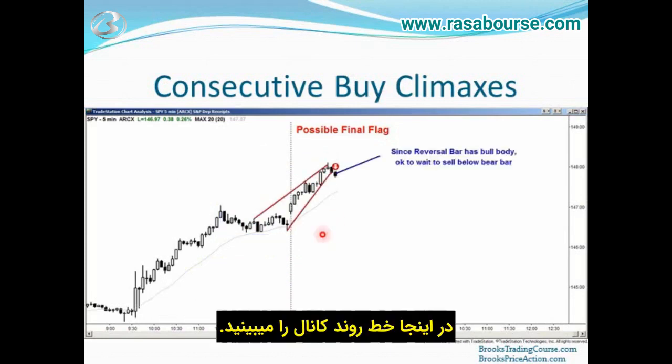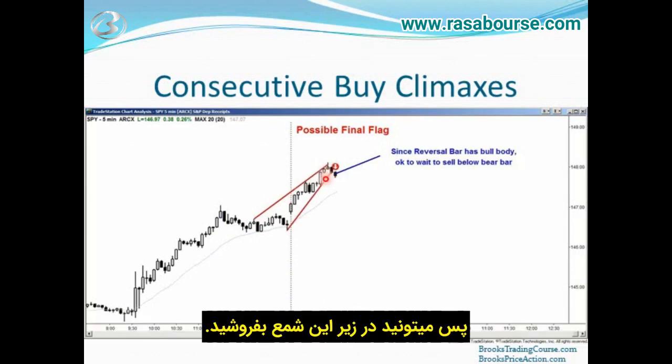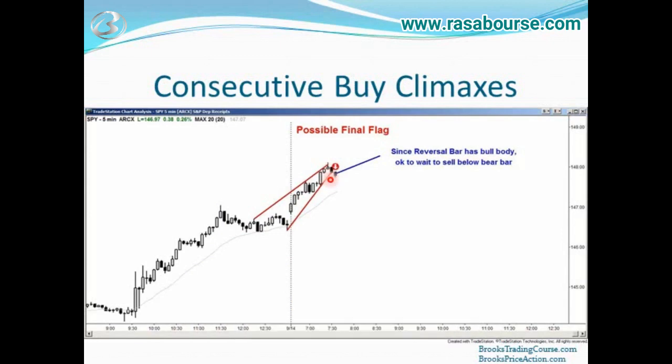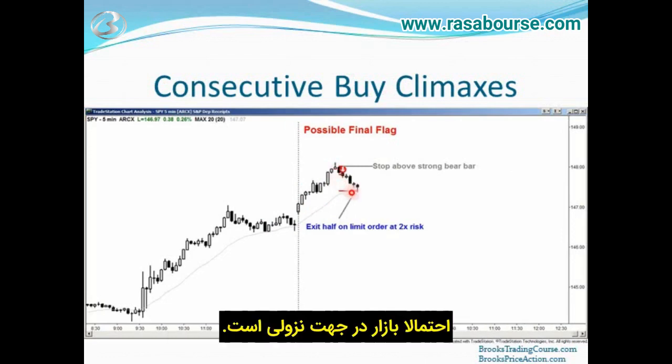Here you can see the trend channel line, a slight poke above the top of the bull channel, and a reversal down. So you can either short below that bar, or if you want, you can short below a bear bar, especially one that closes on its low tick. At this point, after the market has had 5 or 6 consecutive bear bars, the market's probably always in short, and there should be sellers above.